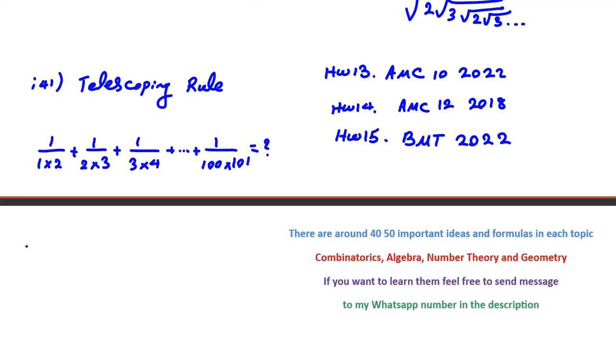And let me tell you also another one. 1 times 1 factorial plus 2 times 2 factorial plus 3 times 3 factorial up to 100 times 100 factorial. Try to simplify these two terms by using the telescoping rule first on your own.